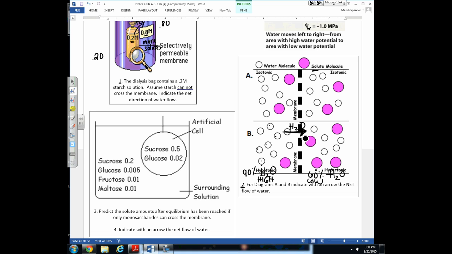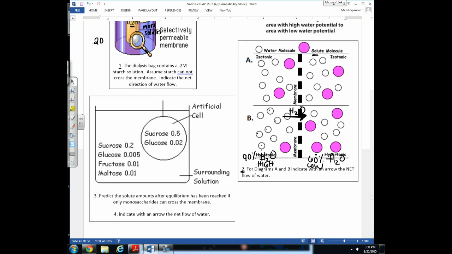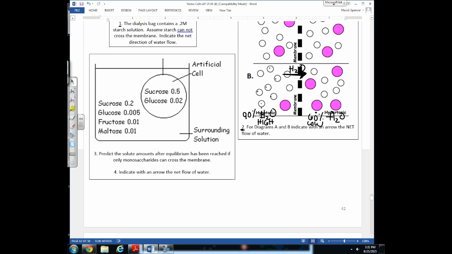So let's take a look at this last example here. And this one's tricky because it factors in a few different concepts, some concepts from biochemistry when we talked about monosaccharides and disaccharides. So it looks like we have an artificial cell. So the circle is representing a cell that's in a solution. And this has given us an indication of the amount of different solutes that are dissolved in the outside solution and then in the solution inside the cell. So it says, predict the solute amounts after equilibrium has been reached if only monosaccharides can cross the membrane.